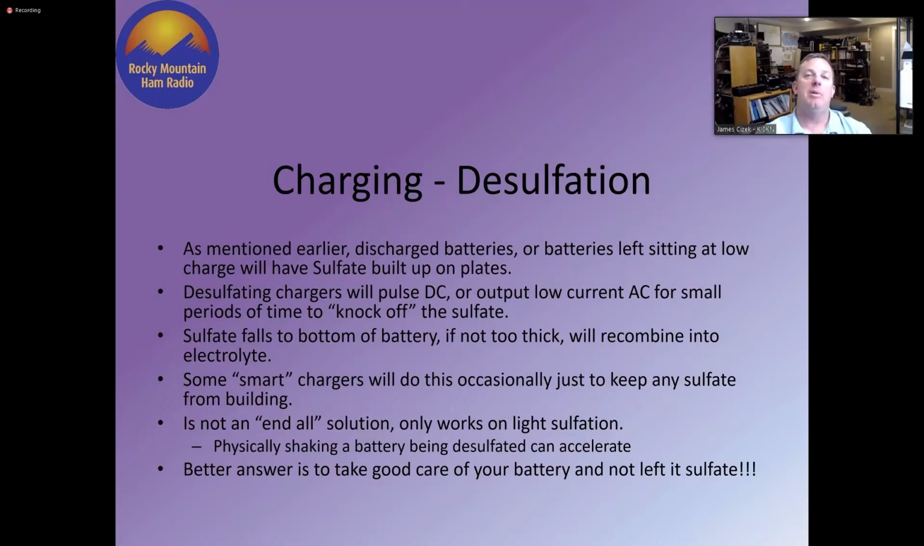I have seen people actually take these batteries and either shake them or drop them from like an inch or two onto some 2x4s, just some physical thing. Again, not the safest thing in the world, but it can help knock the sulfate off a little bit. And of course, the bottom bullet, typical PSA here, right? Don't let your batteries get that way is the best way to keep them healthy for the long run.